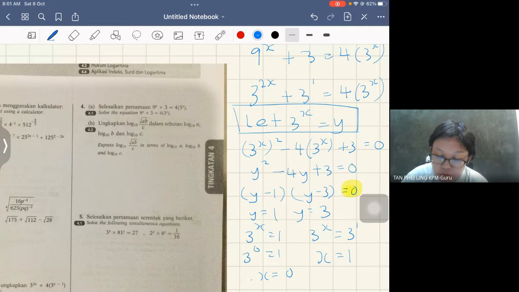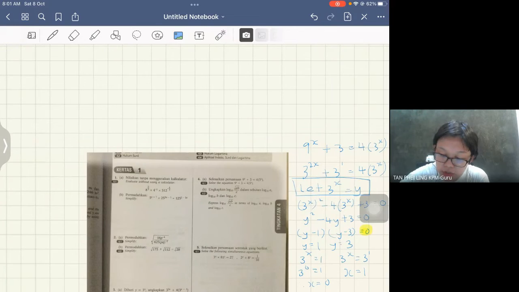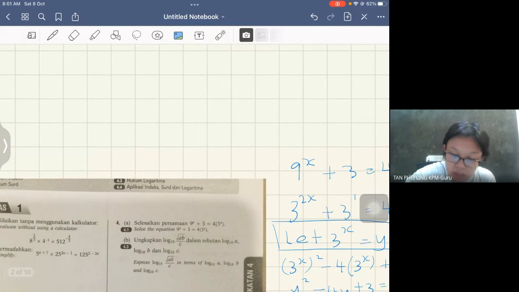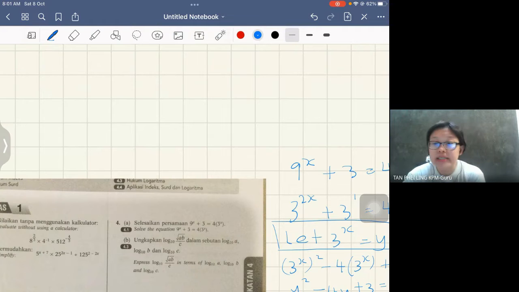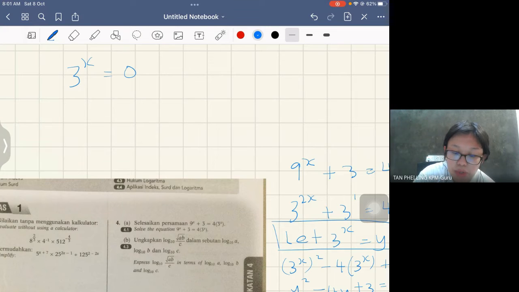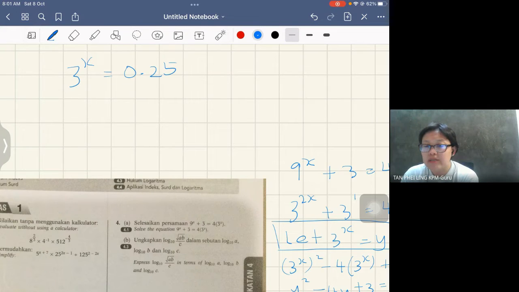Okay, so now I want to go on to number 4b here, where we start with the law of logarithm. I'll put the short notes here. Why do you need the law of logarithm? Sometimes you have, for example, 3 power x gives you 0.25. So 3 power what gives you 0.25?